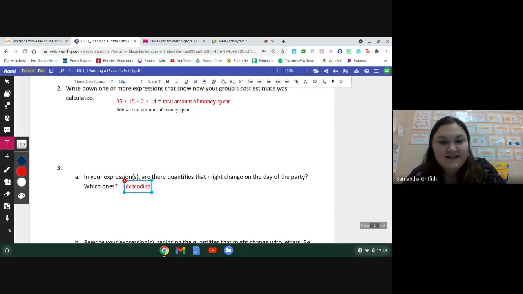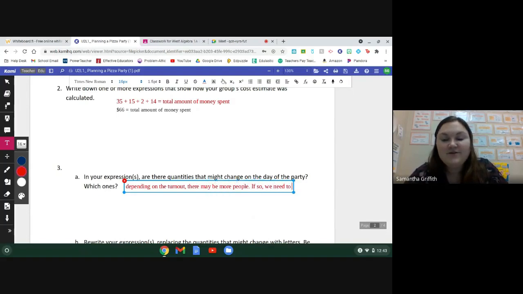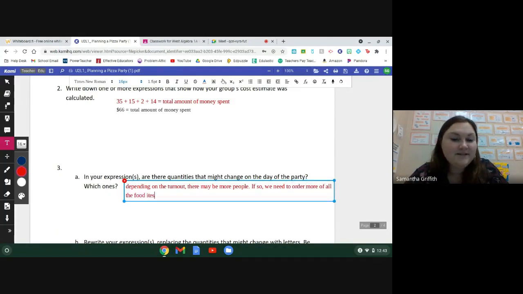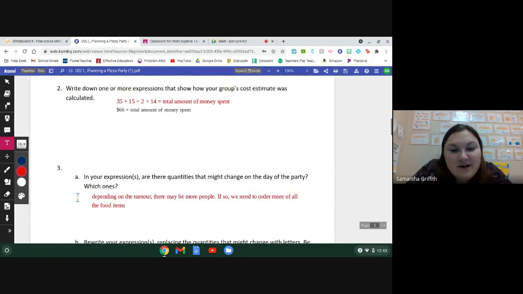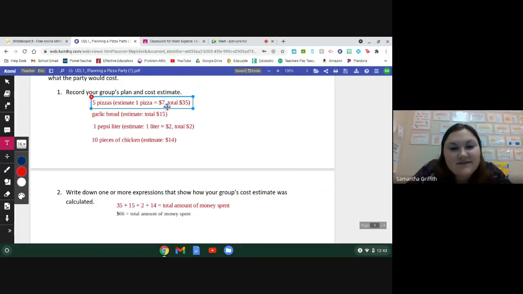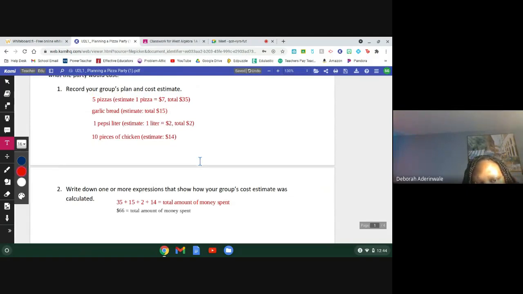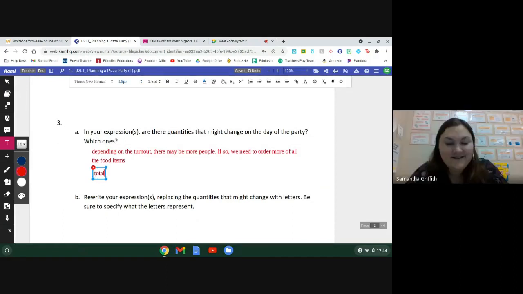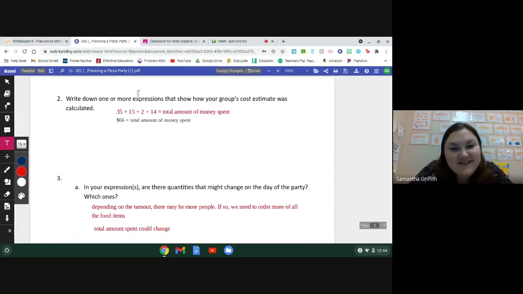So we're saying, depending on the turnout, there may be more people. And if so, we need to order more of all the food items, so the amount of each of those items would change. Is there anything else that we think might change on the day of the party? The price, the total cost. The total cost? The total amount of money spent will change, because if we increase the purchase of everything, then the amount will change as well. Yeah, that's a good point. So our total amount spent could change. If we changed any of these numbers here, then that total amount could change. We're estimating it's going to be $66, but if it turns out we have more people there and we need to buy an extra liter of soda, then the total spent is changed.